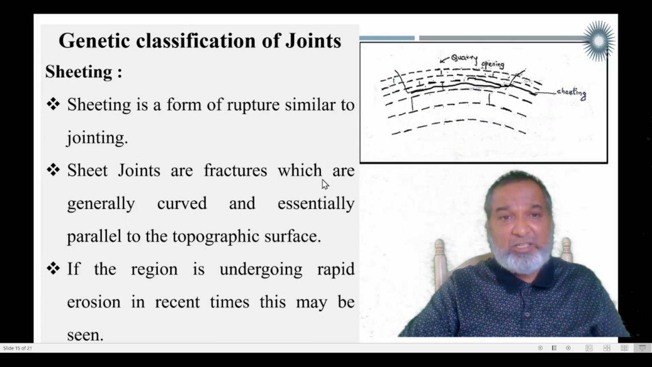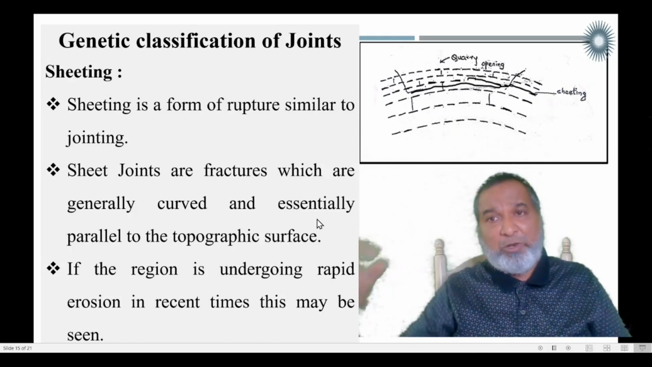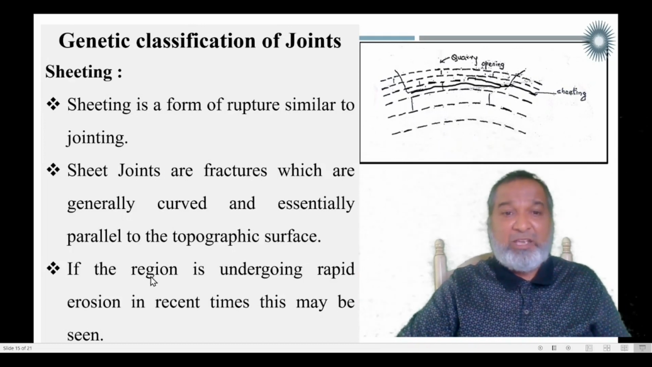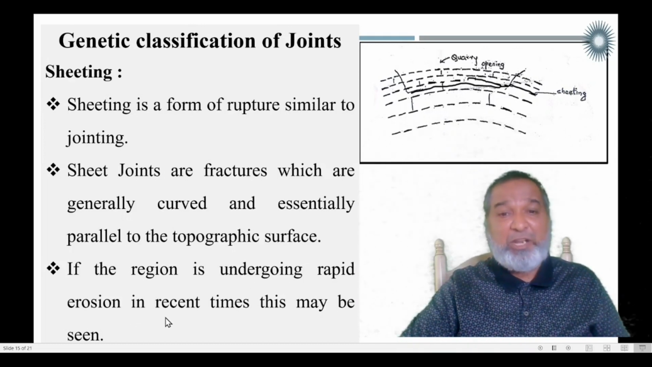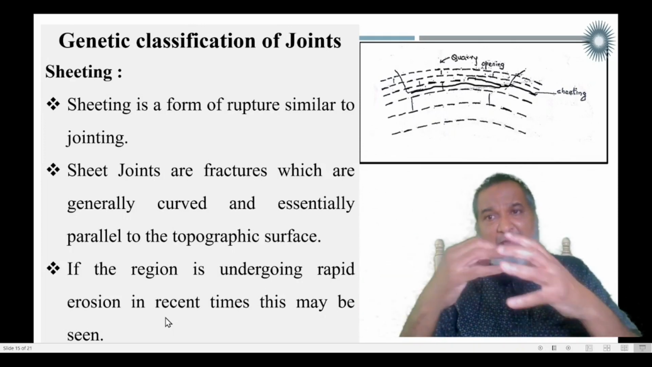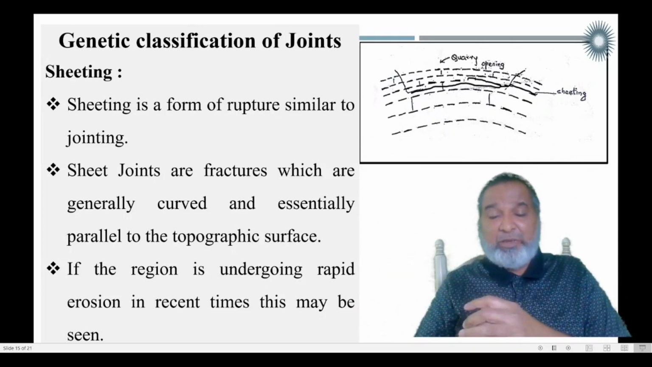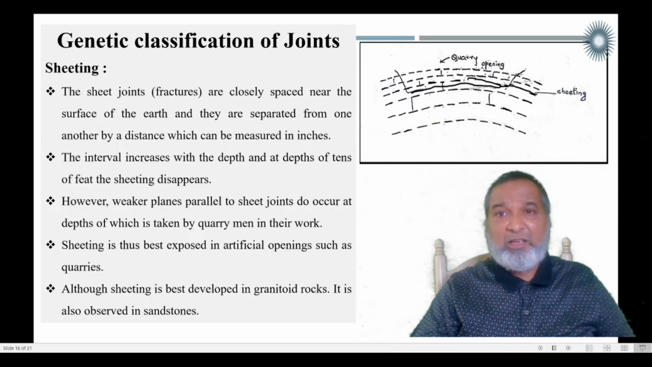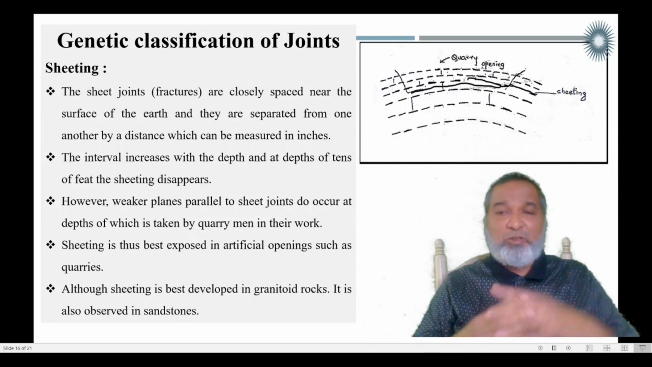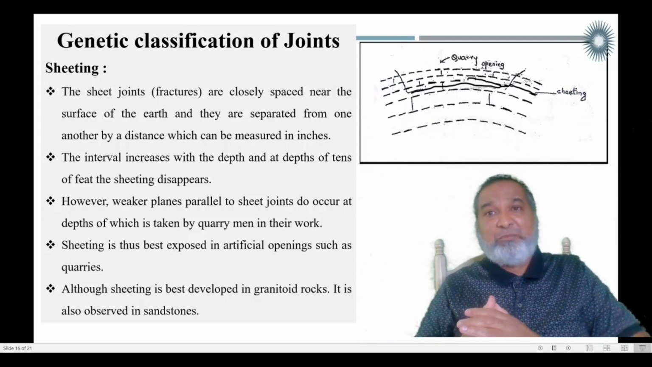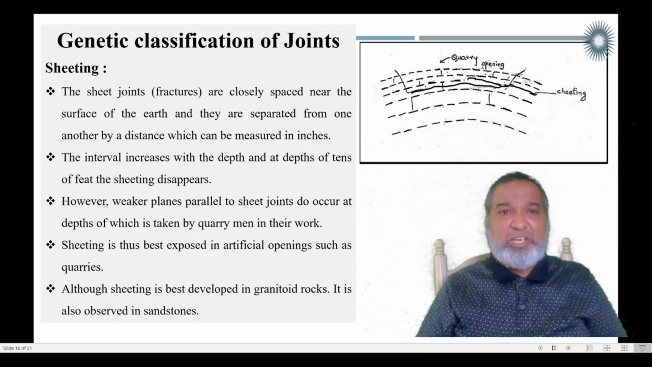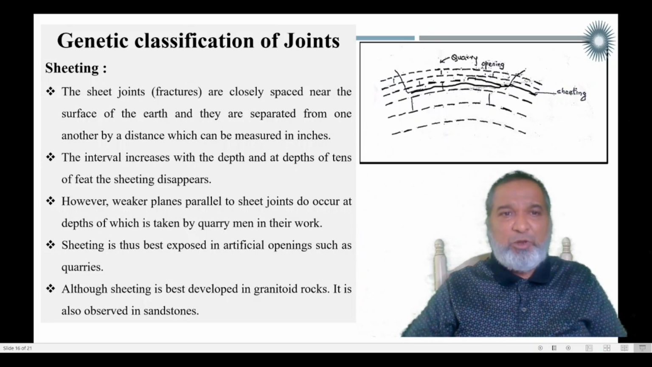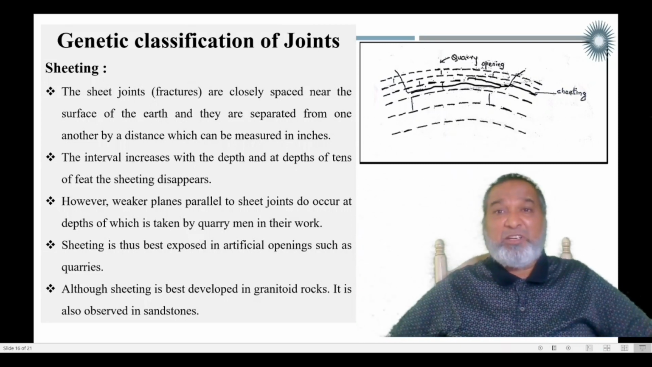Sheet joints are fractures which are generally curved, like an onion-like structure, essentially parallel to the topographic surface, where the region is undergoing rapid erosion. As I told you, whenever we have a granite batholith and the upper part is eroded very fast, the pressure is released. Perpendicular to the compression that has been released, the sheet joints are formed, and one by one, layering, exfoliation-type material comes out. That is what we call sheet joints.